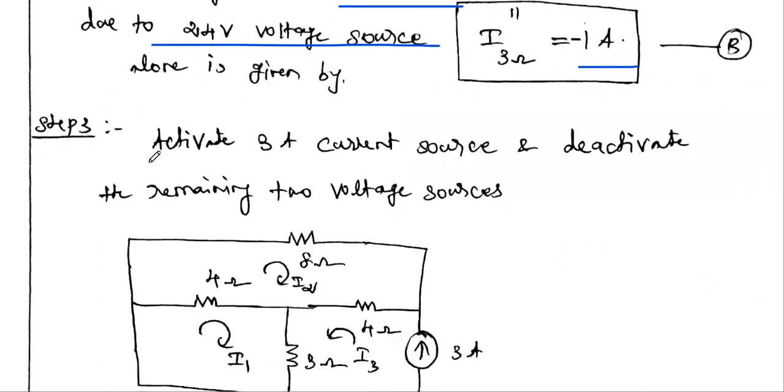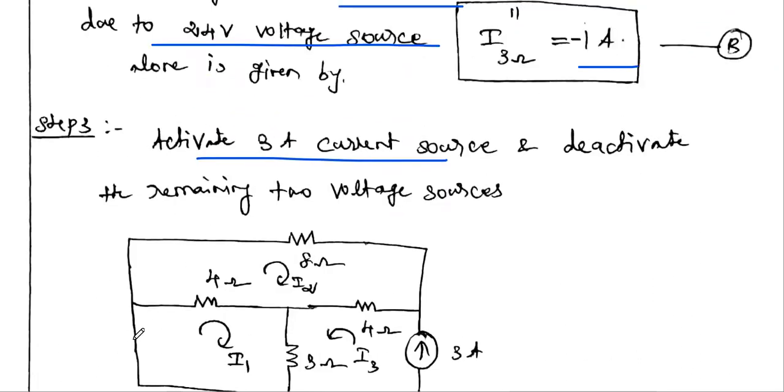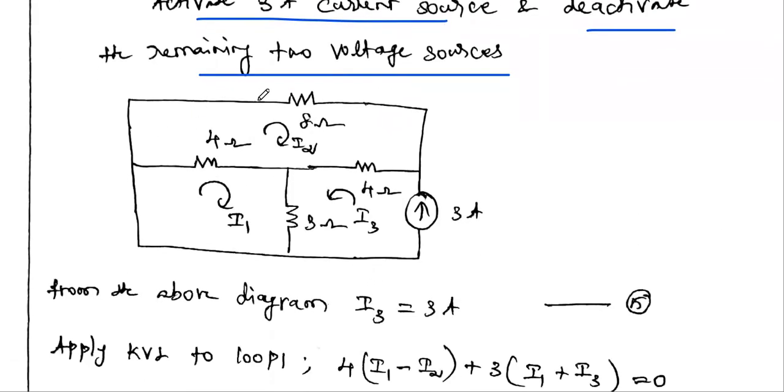Similarly, the third step. What is the third step? We have to activate the 3 amps current source. The third source we have to activate, and we have to deactivate the remaining two voltage sources. So if you are deactivating the voltage sources, in the place of a voltage source, short circuit. Here also, in the place of the voltage source, short circuit. Okay, so now you see the diagram. This is our diagram.